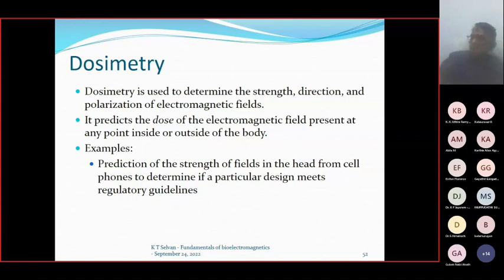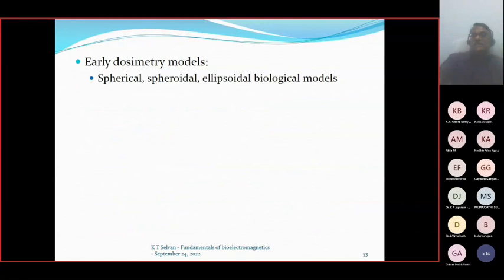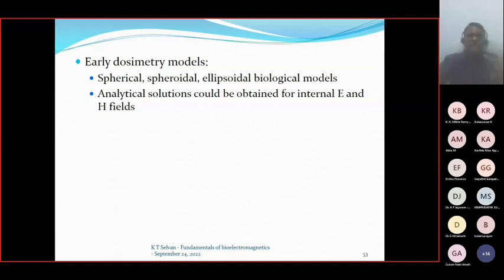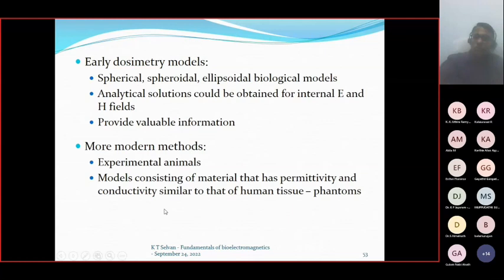specifications. And also the other application is when we want to determine the signal to noise ratio for coils for magnetic resonance imaging. So early dosimetry models were spherical, spheroidal, ellipsoidal biological models. How were these built? Using dielectric materials with different conductivity, of course, and they provide valuable insight. More modern methods are experimental animals, let me not focus on that. And we also use models consisting of material that has permittivity and conductivity similar to that of human tissue.